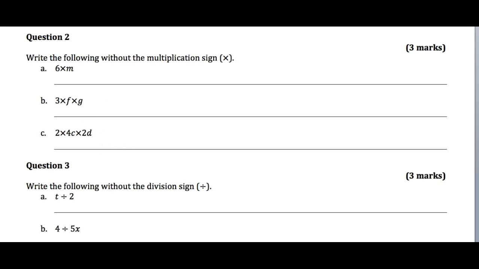Okay, write down the following without the multiplication sign. So this was actually done quite well. Okay, so 6 times m is the same as 6m. It's like going to the supermarket and saying, I'll have 6 times marshmallows. You usually just say 6 marshmallows. So just think there's an imaginary multiplication sign in there that we don't write. We just leave it as 6m.